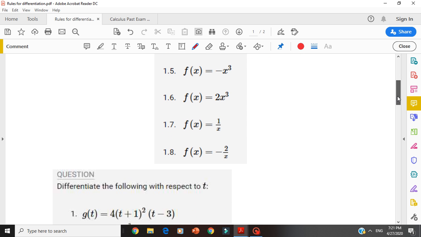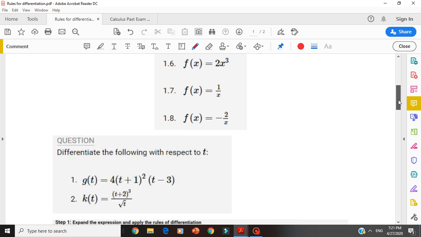Okay, question 1.5 is minus 3x squared. Okay. Question 1.6 is going to give you 6x squared.